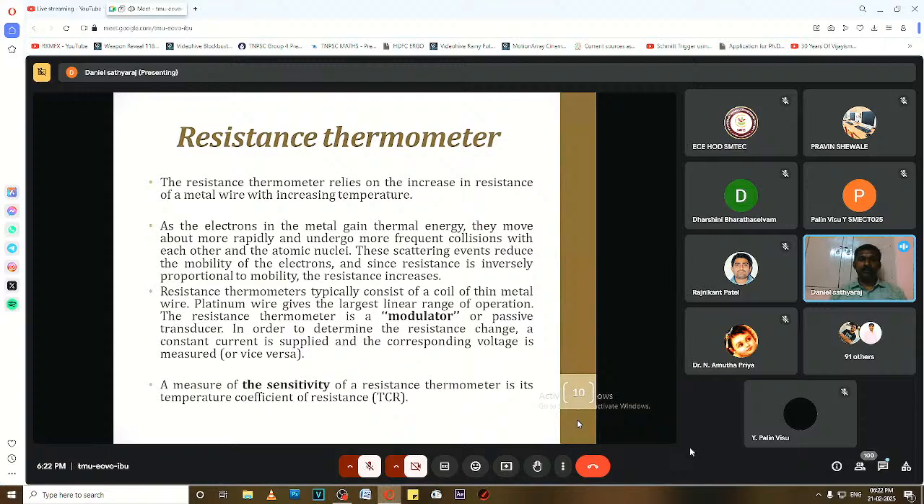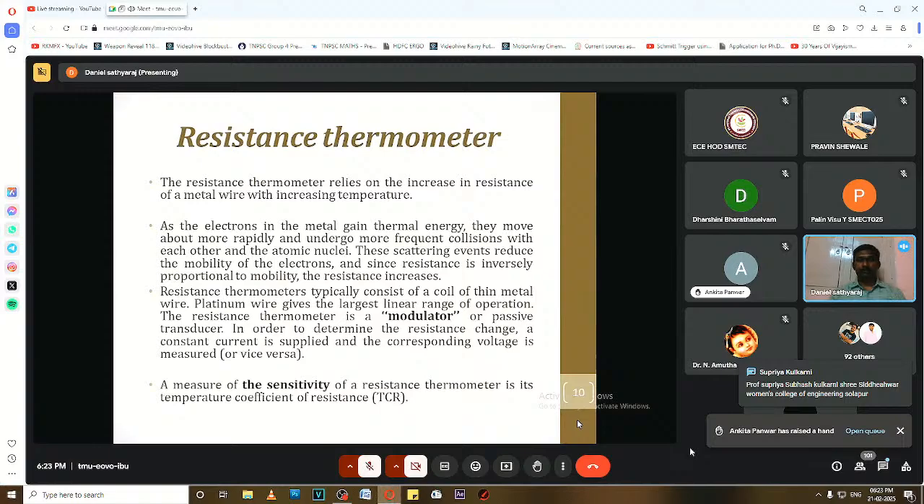The resistance thermometer can also be called a modulator or a passive transducer. Why we call it passive is that we have to give an additional supply voltage so that it can measure the change in resistance. The sensitivity of resistance also depends on the temperature coefficient of resistance. For every material that we use, it changes, and based on that the resistance will also change, and we are going to measure that also.